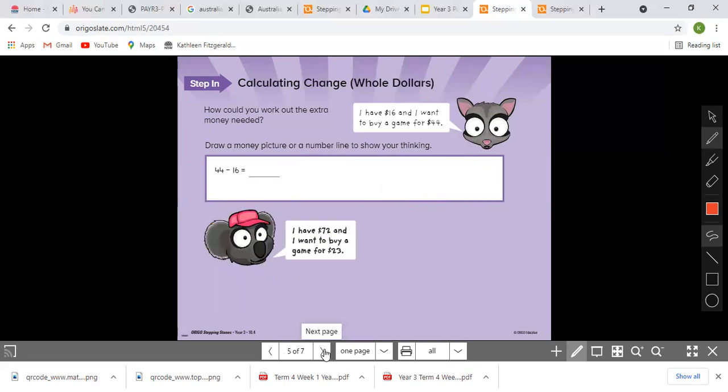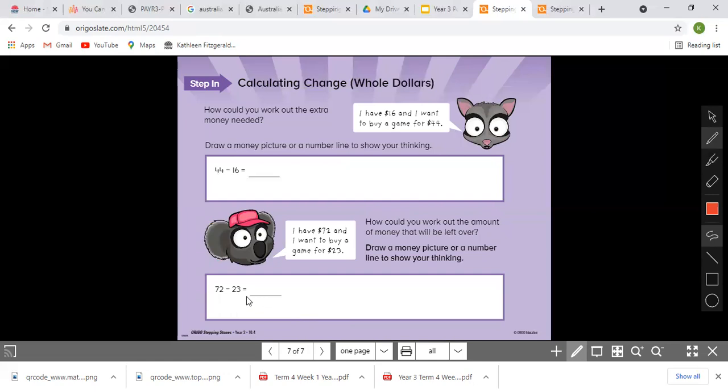Our next one, I have $72. So in the last one, he didn't have enough money and he needed to find out how much more he needed. In this case, he's got $72 and he wants to buy a game for $23. How could you work out the amount of money that will be left over? It's a bit like finding the change. So it's exactly the same process. Okay, we could use our vertical algorithm, we could draw the notes, we could use a number line.